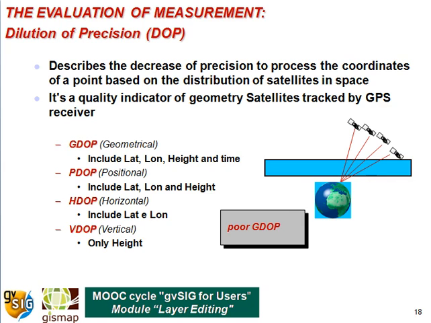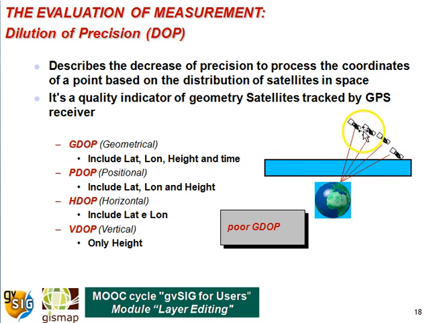How can I evaluate the measurement? There are some parameters. It's called DOP, dilution of precision, that describes the decrease of precision to process the coordinates of a point based on the distribution of satellites in space, and it's a quality indicator of the geometry of satellites tracked by the GPS receiver. I have GDOP, geometrical, PDOP, HDOP, and VDOP. So basically, GDOP includes latitude, longitude, height, and time.